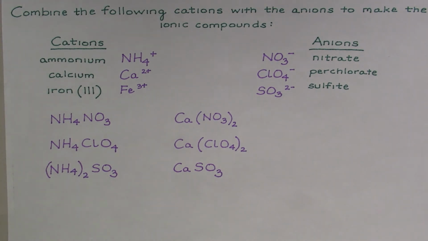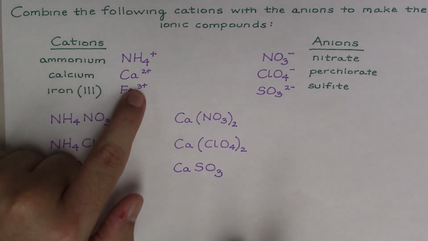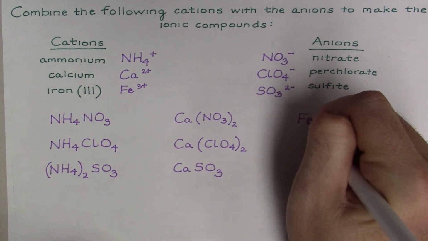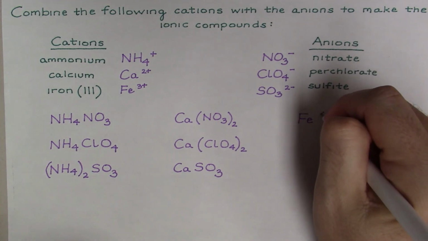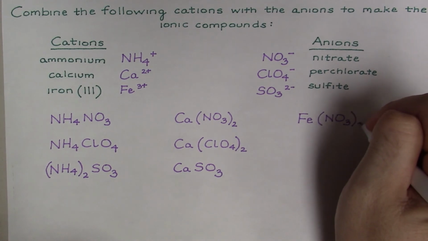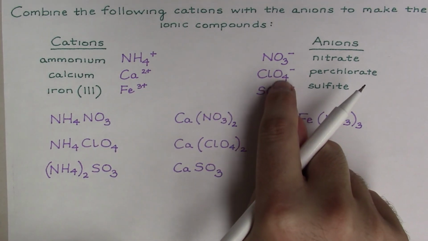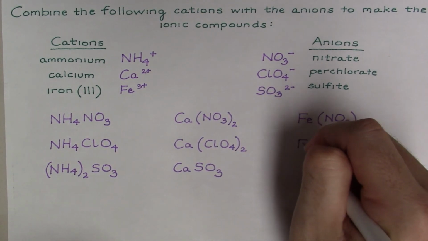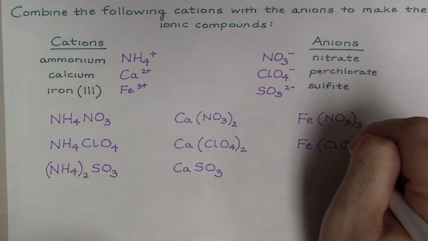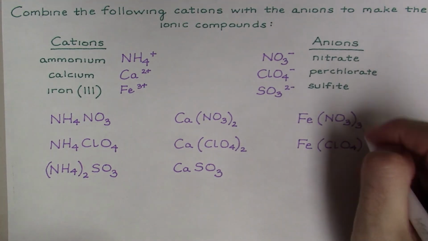Our last group is going to be the iron 3 group. So now we are going to take our +3 charge and our -1 charge of nitrate. So this will give us Fe, but we need 3 of our nitrates to balance the charge on the iron. So that will be (NO3) with a 3. For our second combination, we have iron with our perchlorate. So we are now going to have Fe, still has a 3+ charge, so we need 3-, so that is (ClO4), and we need a 3 as well to balance this charge.